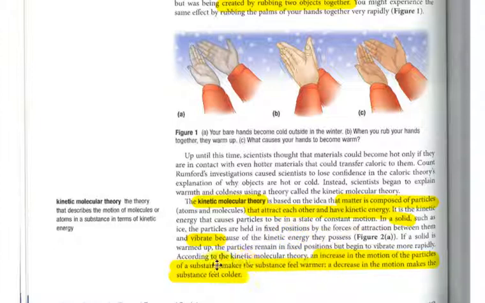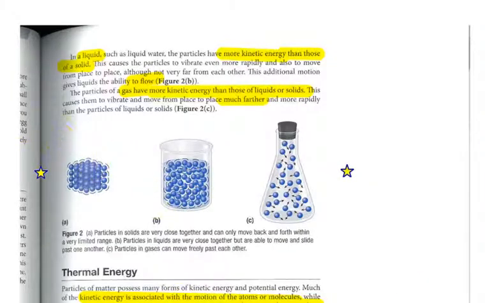So if we look here, according to the kinetic molecular theory, an increase in the motion of the particles of a substance makes the substance feel warmer. A decrease in the motion makes the substance feel cooler. So if you can make the particles move faster, we register that as the object feeling warmer. If we can slow down the motion, the object feels cooler.